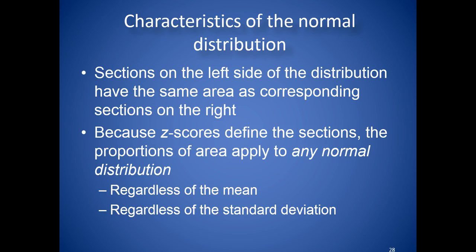Moving on to the characteristics of the normal distributions. Obviously, in a normally distributed curve, the sections on the left side of the distribution have the same area as the corresponding sections on the right. So we should not have skewed to the right or skewed to the left. That is not a feature of normally distributed data. Because the z-scores define the sections, the proportion of area applied to any normal distribution is very specific and it has meaning regardless of the mean and regardless of the standard deviations. Because remember, this is now a standardized distribution.